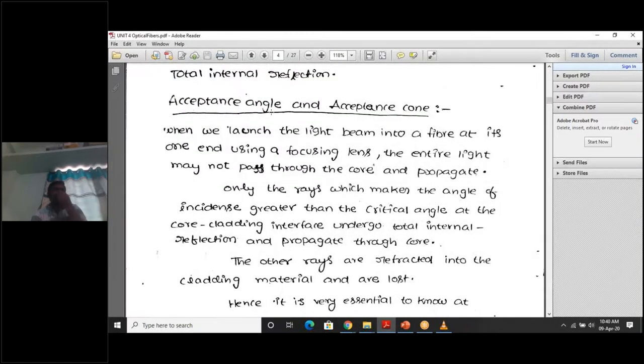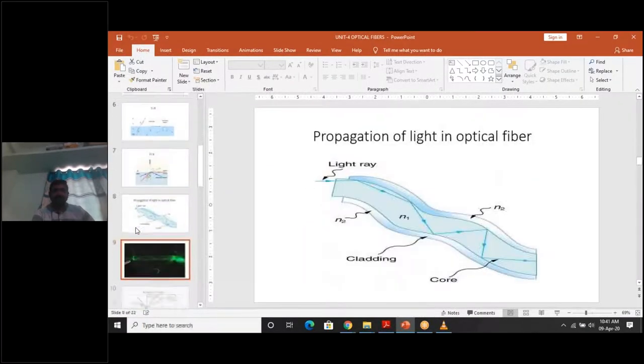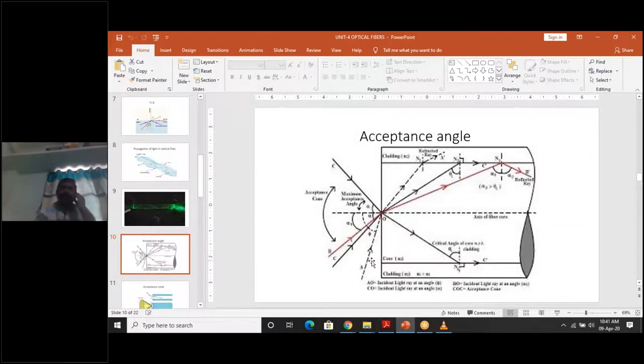So generally, what is the acceptance angle and acceptance cone? When we launch the light beam into an optical fiber at one end, all the light rays cannot propagate from one end to the other end. Let me take, suppose here three light rays are there. One is red, another one is a full or dark light ray, another one is a dotted light ray. Here I launched three light rays. To distinguish one from another, this is a dotted light ray, this is a dark light ray, and this is a red light ray.